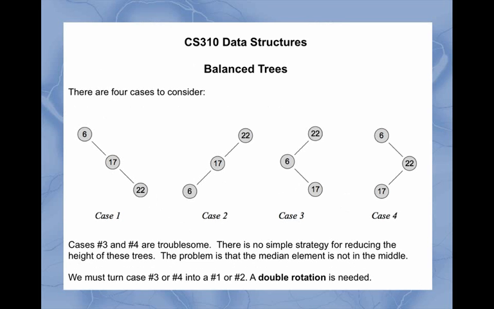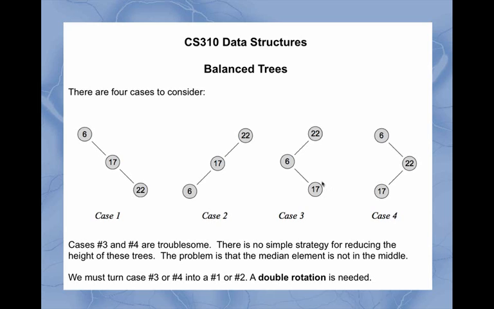So there are 4 cases to consider here. Cases 3 and 4 are more troublesome. The problem is just this. Looking here at this, 16, 17, and 22, I can pull the 6 down. But over here in cases 3 and 4, what am I going to pull down? There isn't really anything to pull down.